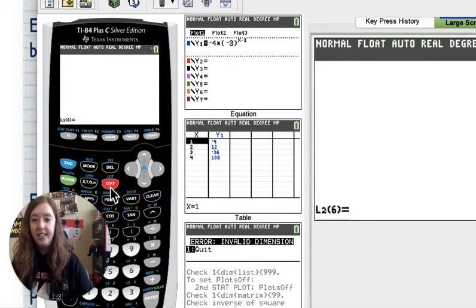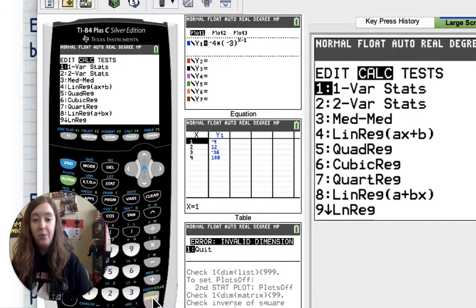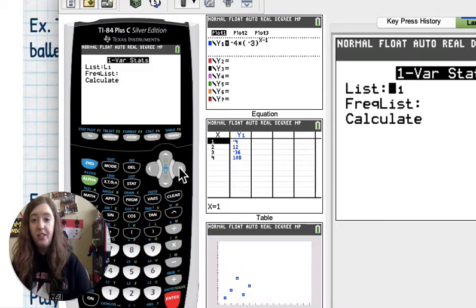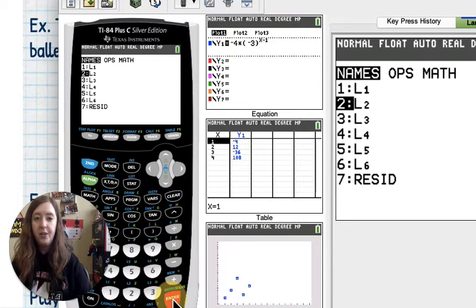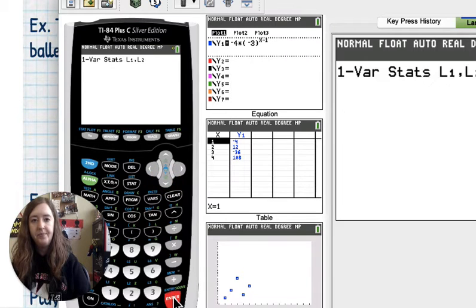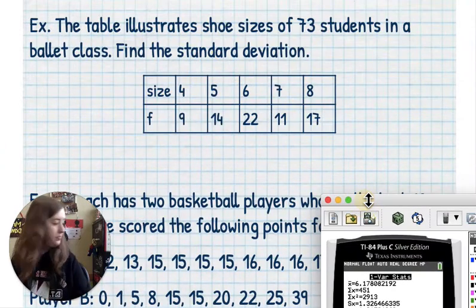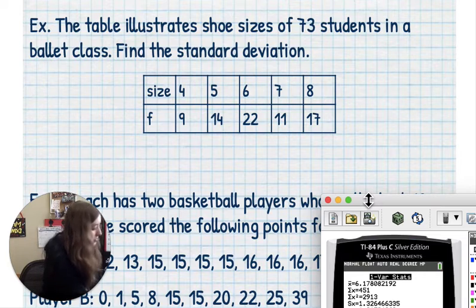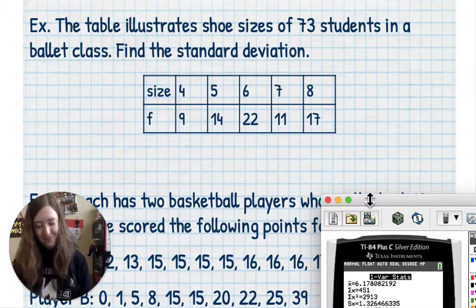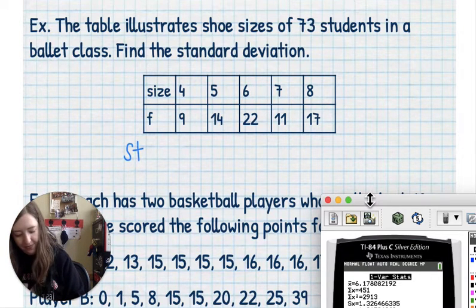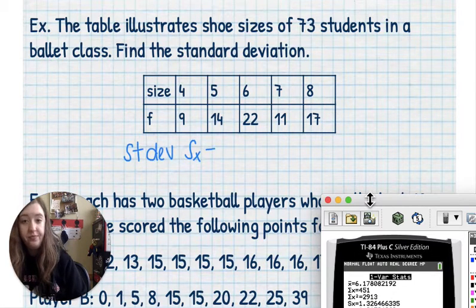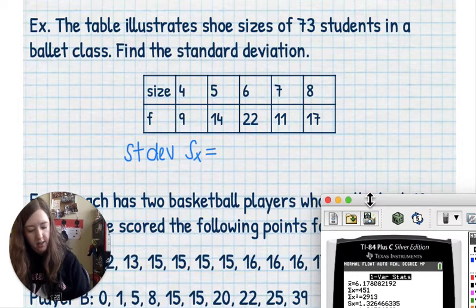Okay, so now we'll go to Stat, over to Calc. We want one variable stats again. And remember, this time we do want a frequency list. So we're going to have to press second stat to get list and choose L2 since that's where our frequency is. Then we'll press enter. All right, so they want our standard deviation. Remember, we're going to use S sub x, Sx. That's 1.326, so 1.33. So our standard deviation was equal to 1.33.